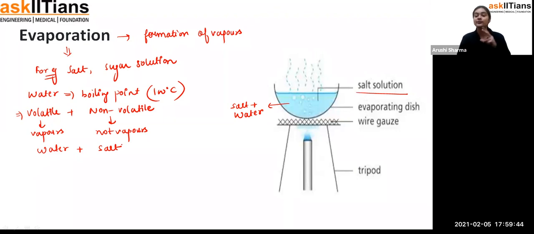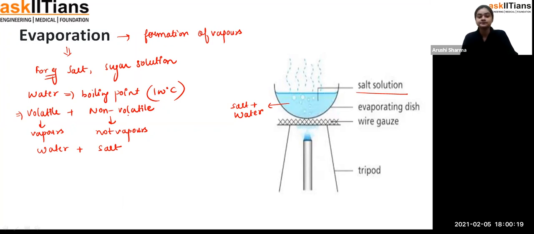If you imagine that both of the things are non-volatile in nature, so that nothing is going to form vapor, how will you be able to separate them by using this method? Exactly, because nothing is going to form vapor, how can you separate them? So evaporation is generally used for such mixtures which have one volatile substance and one non-volatile substance, so that when you start heating it, the volatile substance is converted into the vapors and the non-volatile substance remains there. So that's how you can separate them out.